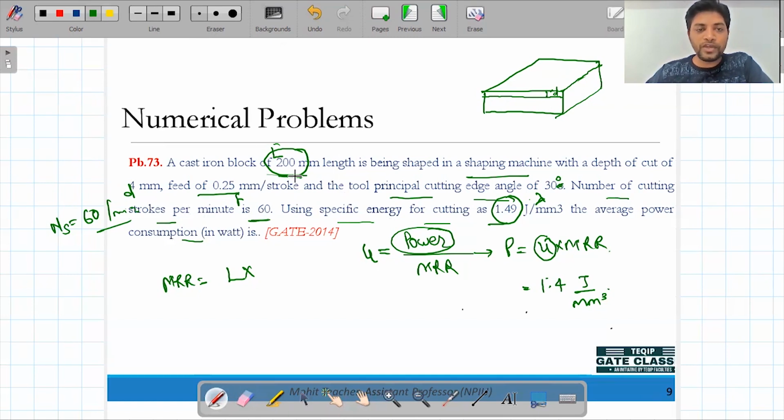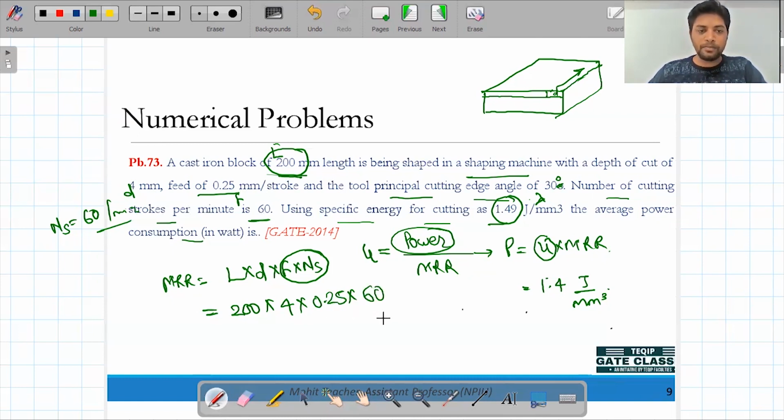So the feed length, how much length we will cover, and how much depth of cut, that will be the cross sectional area. So this L into D will be the cross sectional area, and small f is how much material is removed per stroke, times the number of strokes you are taking. This will give you mm cube per minute. So this is 200 into depth of cut 4, feed 0.25, into NS, and NS is 60.